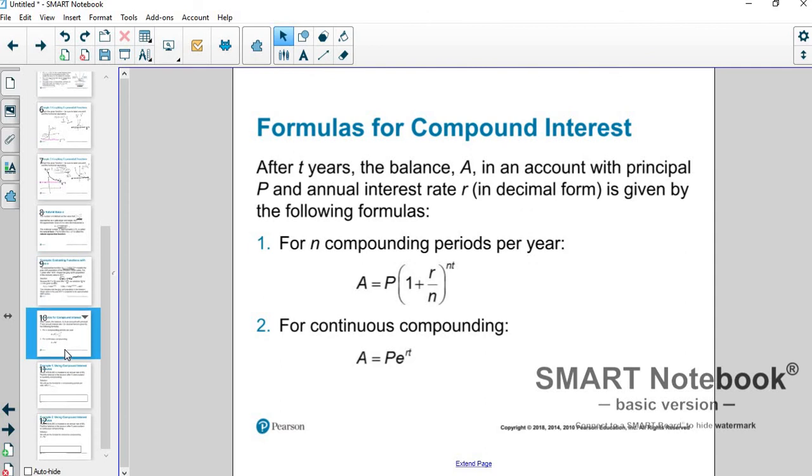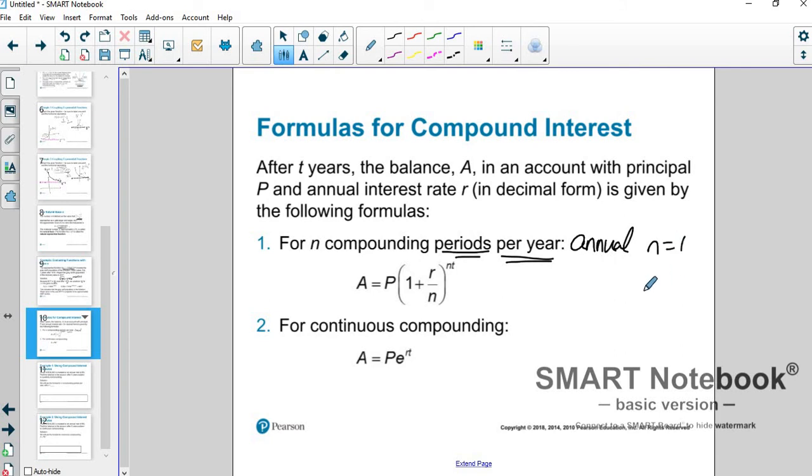There are two types of compound interest. You have compound interest per period, and then you have continuously compound interest. If you're doing it per period, periods mean how many times per year you're compounding. So if they say you're compounding annually, annually means once per year, so n is equal to 1. If they say something like quarterly, all right, there are four quarters in a whole, so n equals 4. How about something like monthly? Well, how many months are in a year, right? 12, so n equals 12 in this formula.